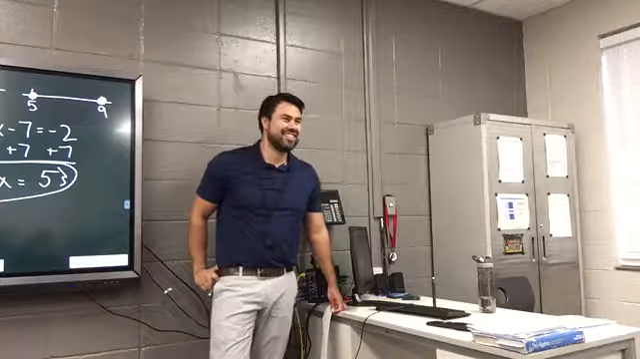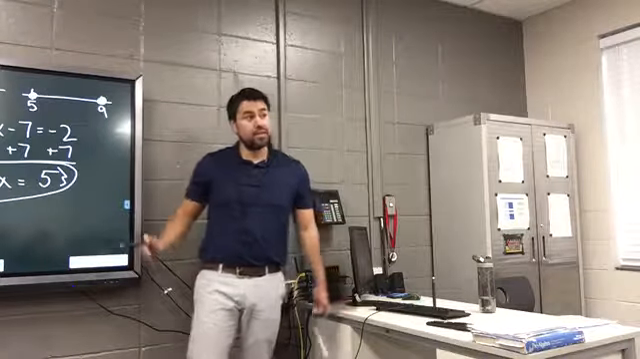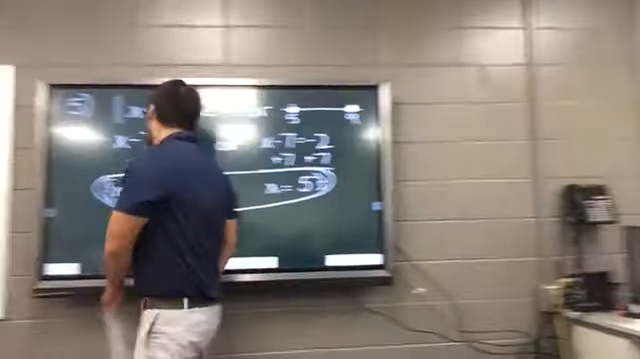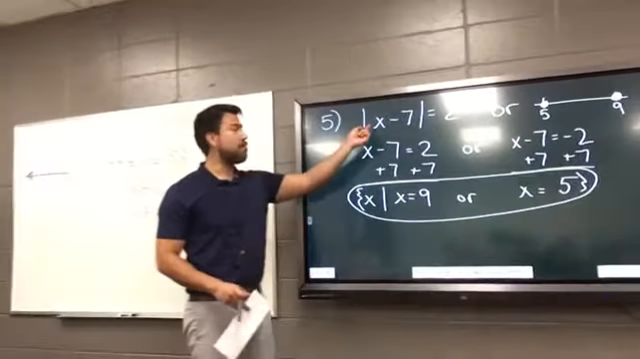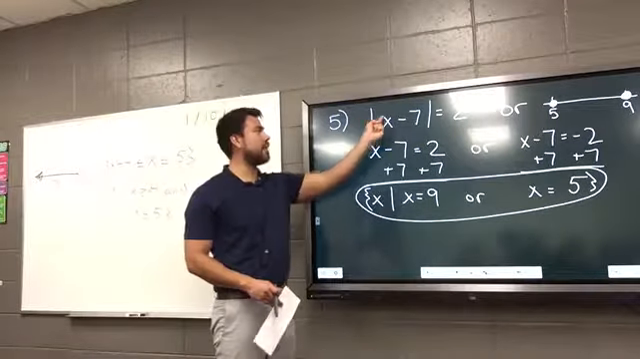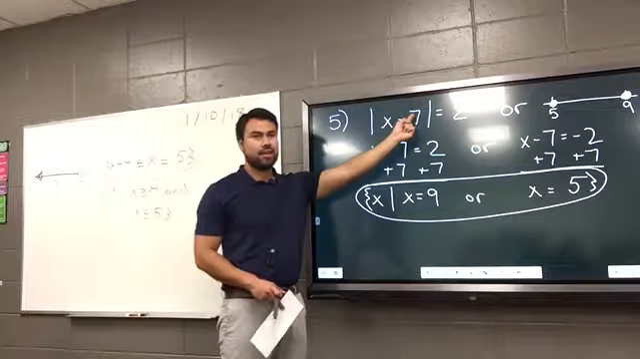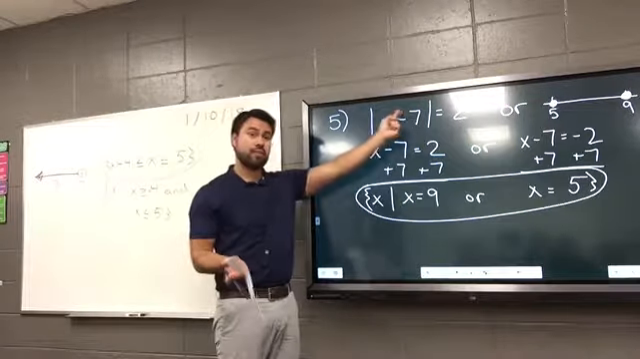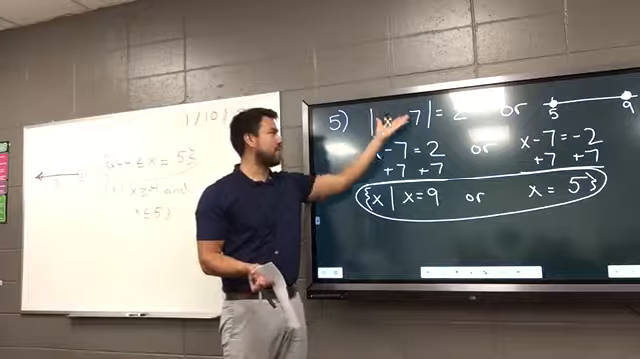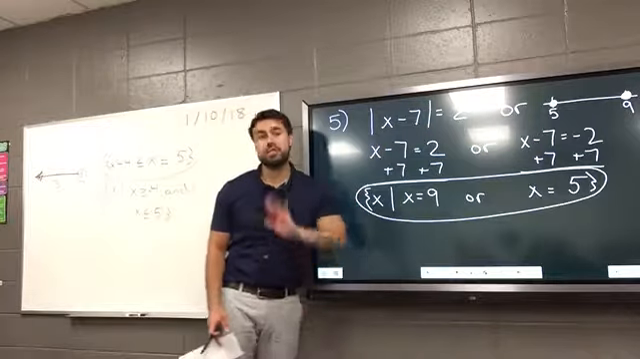Wait, wouldn't it be like -5? Does that mean that it's separate? Okay, so if it were -5, I put it back in here. Let's see. Is -5 minus 7 -12? And then the absolute value of -12? That's not 2. So it doesn't work.